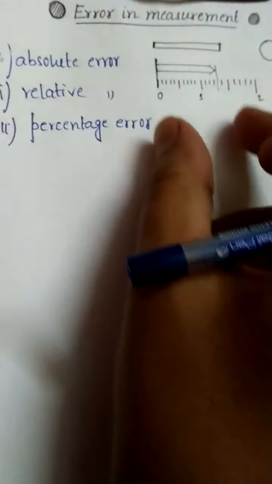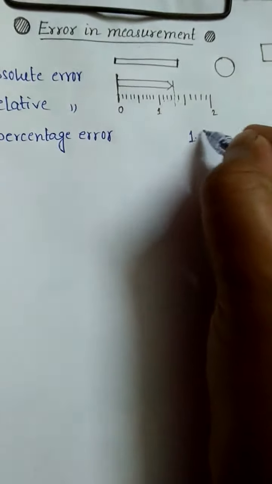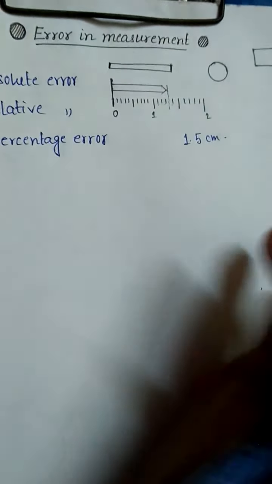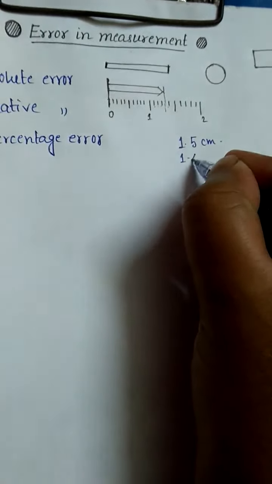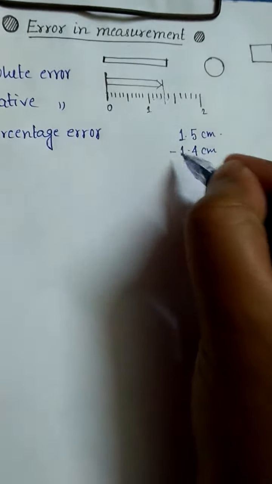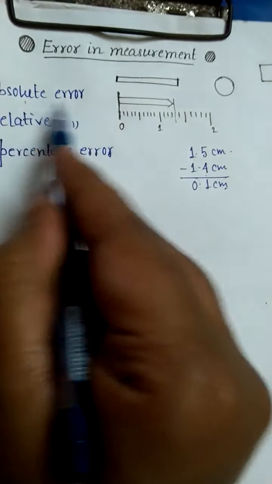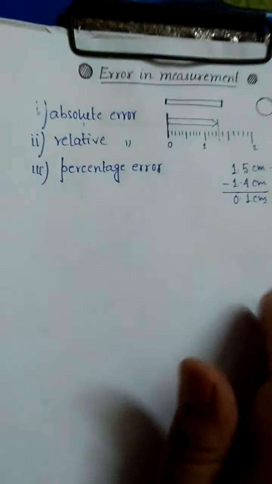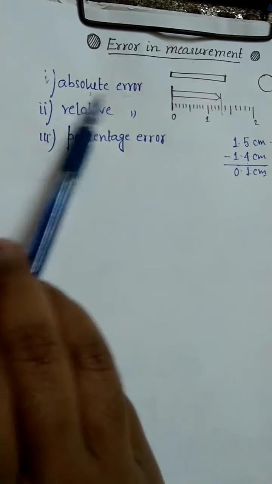Now let's talk about the absolute error. Let's say you know the original length of the pen, that is 1.5 centimeter. But somehow you measured the length as 1.4. So just take the difference: 0.1 centimeter is its absolute error. That means the actual error is the absolute error.